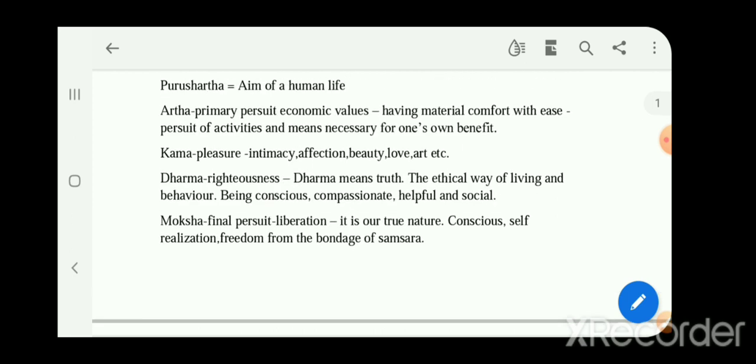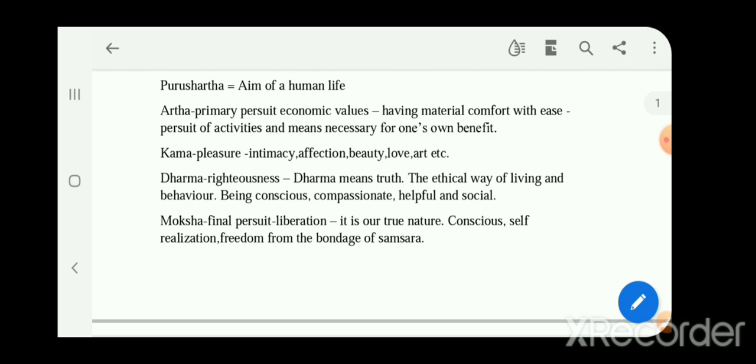And the last one is Moksha, which is the final pursuit. Moksha means liberation. It is being conscious and self-realization that I, the Atma, is nothing but Brahman. I am not limited. I am the limitless consciousness. And then the freedom from the bondage of samsara.